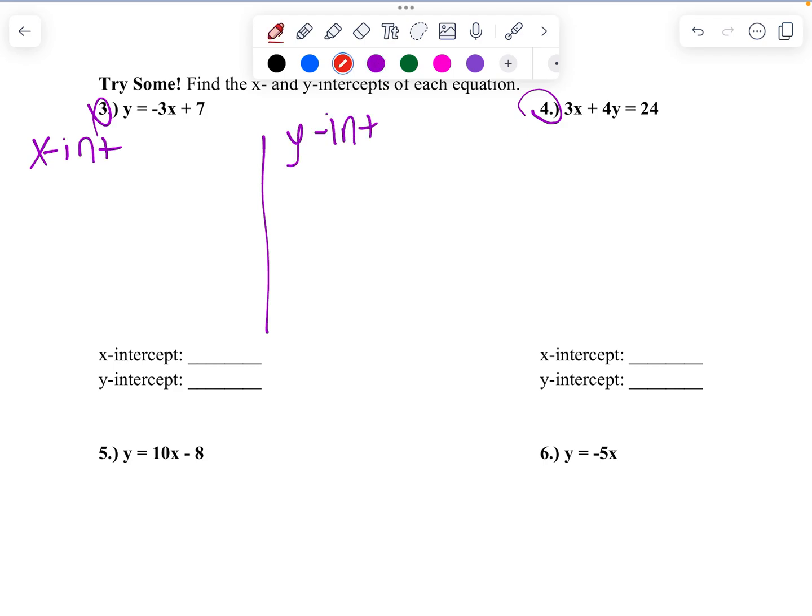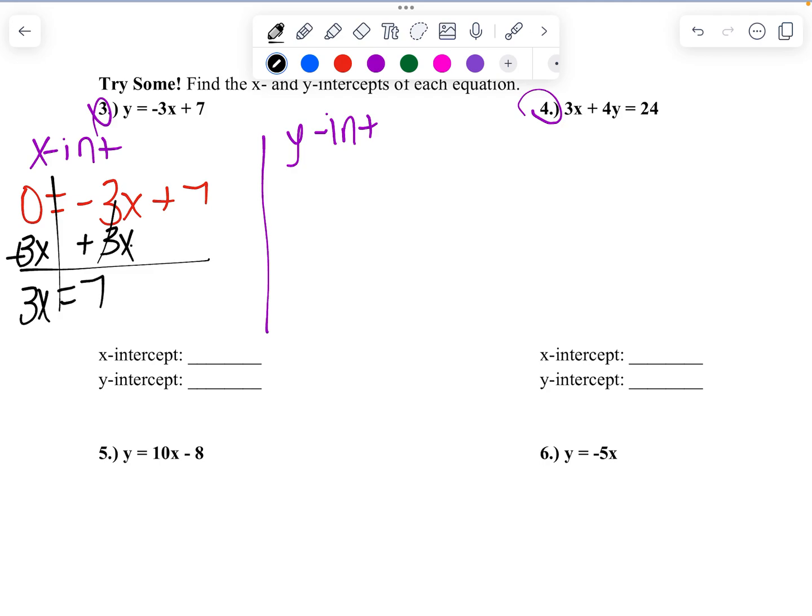So for my x-intercept, I'm going to put 0 in for y, and now I'm going to solve for x. You could do a couple different ways. I'm going to bring my 3x over. That way I'm just dealing with positive values. That should be a plus sign. That's not showing up. So I have 3x equals 7, and then I'll divide by 3. So our x-intercept will be 7/3, or you could do the decimal value, comma, 0.